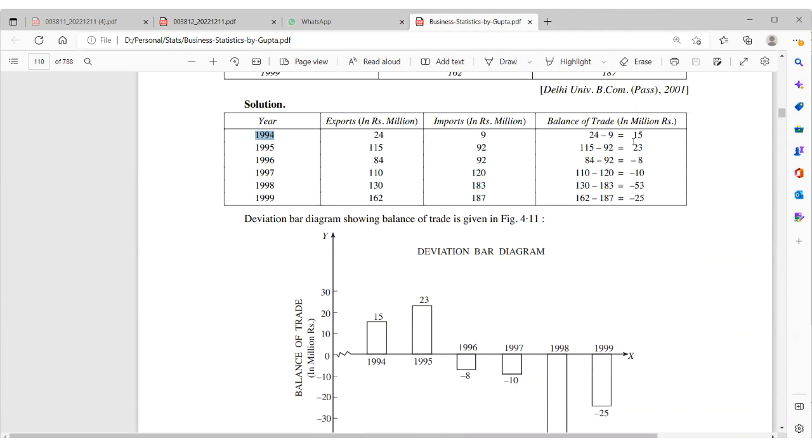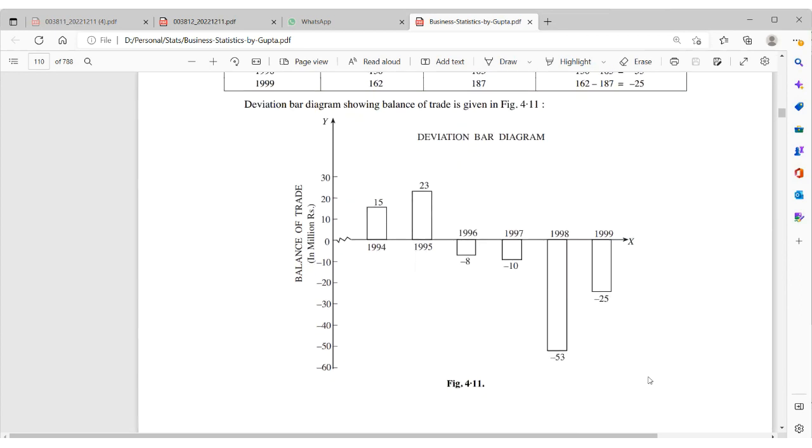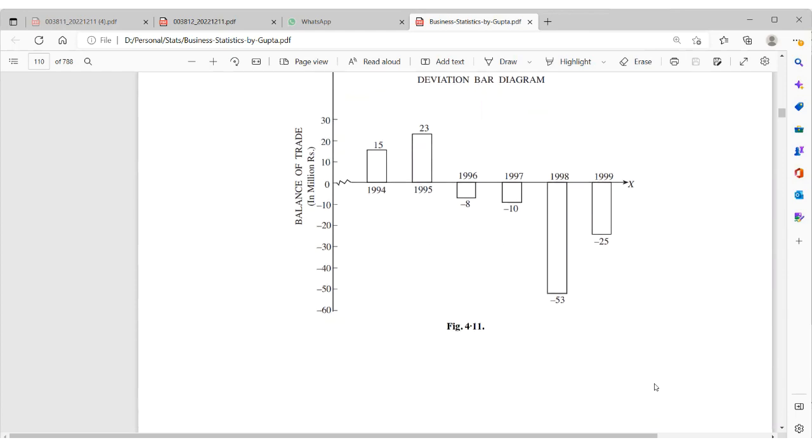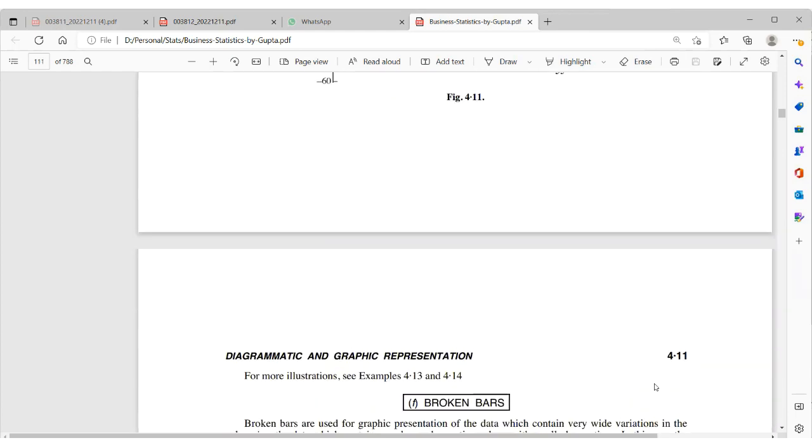94, this is positive 15, balance of trade. 1994, 15 above this. Similarly, 23 above this for 95. 96, that is minus 8 below this, then below this, then below this, then below this. That's it. Right.